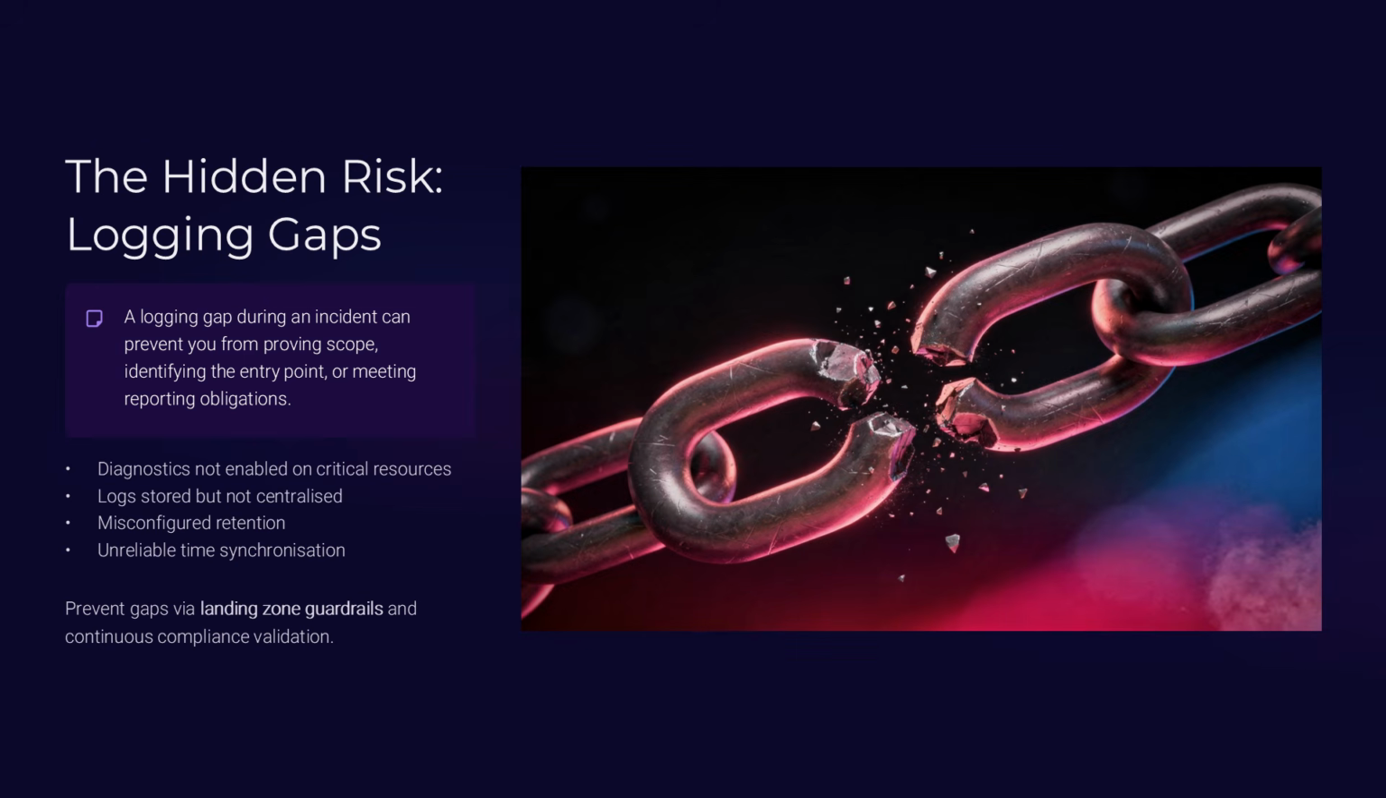With retention aligned, you now highlight the hidden risk that leaders often overlook until it is too late. Logging gaps. A logging gap can occur when a critical resource is deployed without diagnostics enabled, when logs are stored but not centralized, when retention is misconfigured, or when time synchronization makes event timelines unreliable. During an incident, a logging gap is not a minor inconvenience. It can prevent you from proving scope, identifying the entry point, or meeting reporting obligations. Architects prevent this by defining minimum logging requirements in the landing zone guardrails and validating compliance continuously.